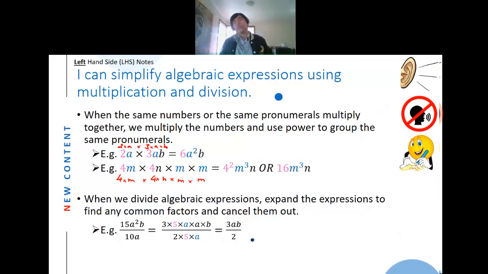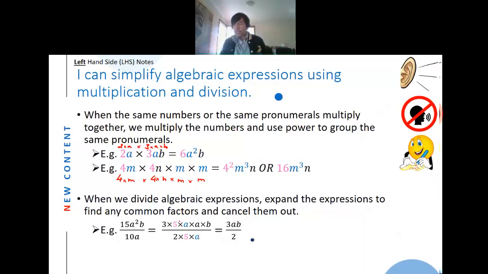So I want you to think about, okay, let's deal with the 15 and 10 first. With the 15 and the 10, what number can go into both 15 and 10? And the answer for that would be, well, 5. 5 can go into 15 and 10. So let's expand the top and the bottom. The top, well, 15 is 3 times 5. And then times a squared, so that's a times a, and then times b. And then for the bottom, the denominator, 10 is 2 times 5, and then times the a.